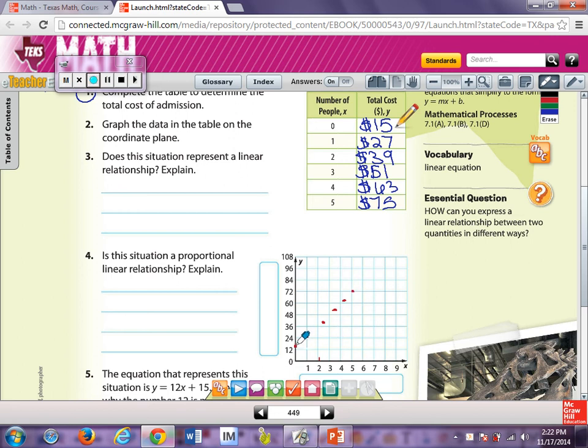Now, to me, this looks like it might be a straight line, mostly, until you saw that last part there. That goes on forever. But I can't tell for sure. So we're going to have to follow some other process to help us realize if this really is a linear or straight line relationship. So we did part 2. Let's look at part 3. Does this situation represent a linear relationship?